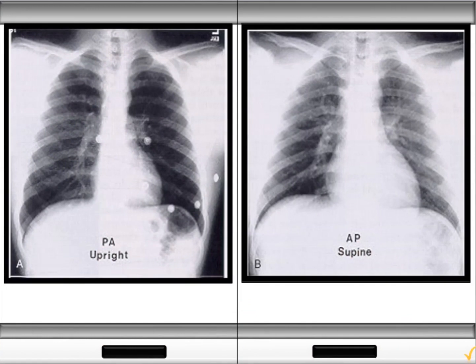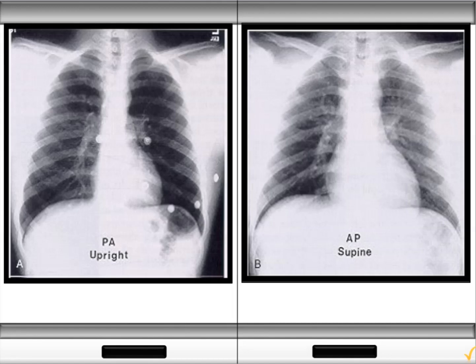We can get better inspiration because in a PA, the patient should be standing up. It also means that not everyone can have a PA, right? So if somebody is in bed and they can't get up, it has to be a portable chest. That's an AP. The heart size is more realistic in PA. It's larger in AP than it really is for the person.